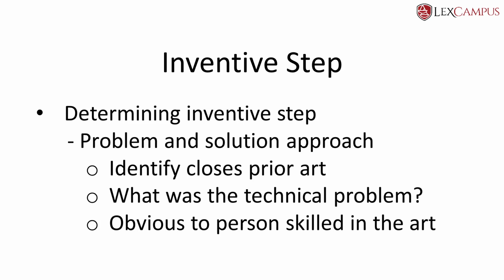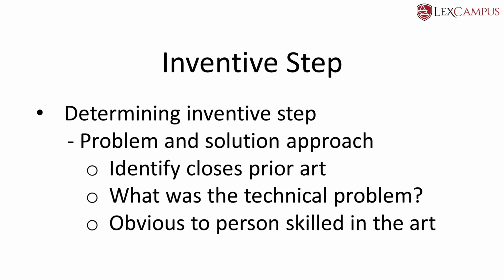So, the first step will be determining the closest prior art. If there is a mistake or an error in identifying the closest prior art, then your problem solution approach for determining inventive step will be faulty, because you did not identify the closest prior art. The closest prior art will tell you whether the leap, or the step from the closest prior art, was something which was not obvious to a person skilled in the art. So, the first step in the problem solution approach is to determine the closest prior art.